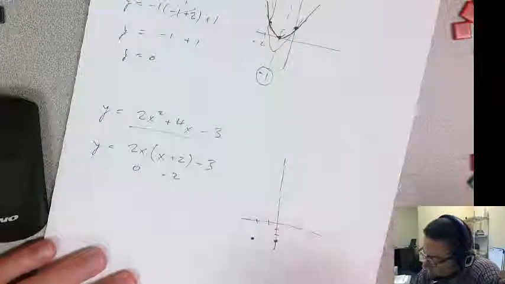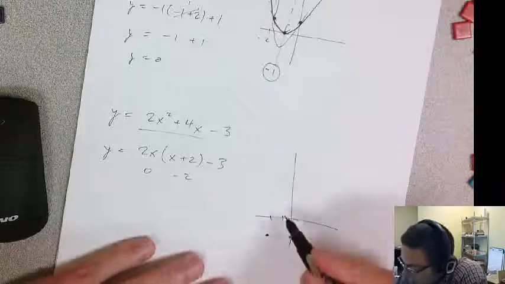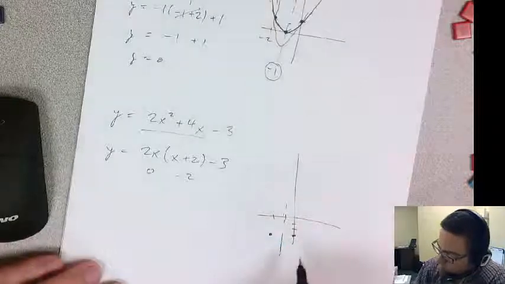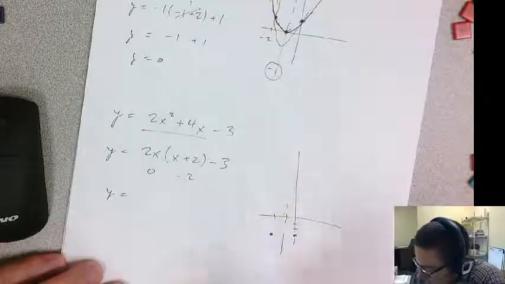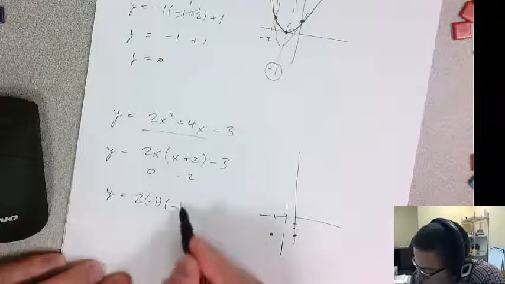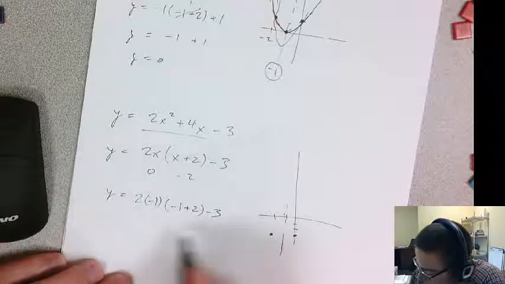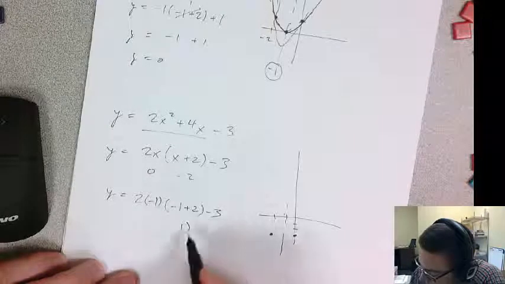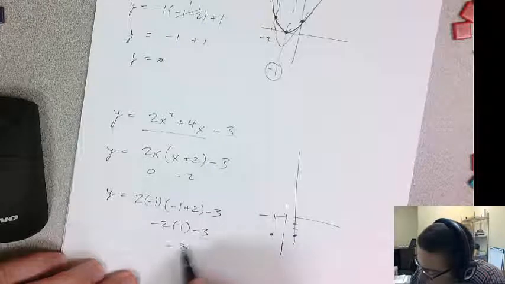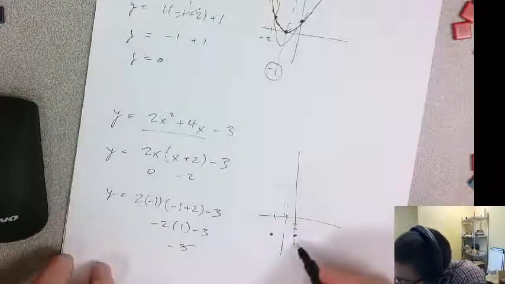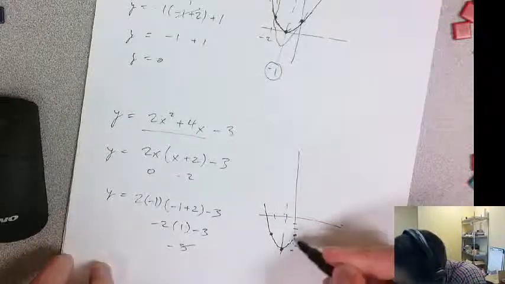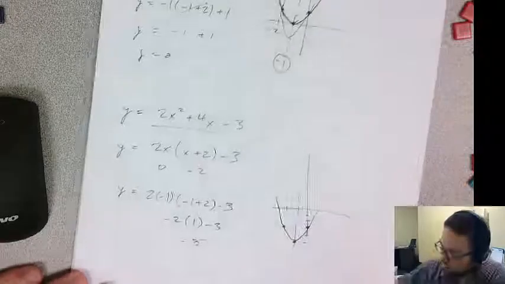So does it go up or down? Let's look at, again, my center line is going to be at negative 1, so let's plug that in and see where it is. So 2 times negative 1, times (negative 1 plus 2), so this is positive 1 times negative 2, so I get a negative 5. So it's down here. So my U-shaped curve looks just like that.